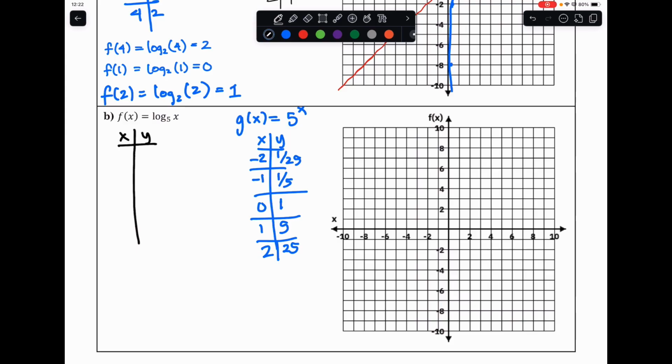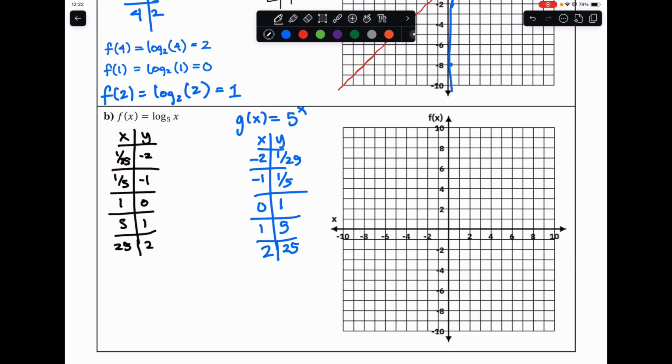So for log base 5 of x, the x value of 1 over 25 equals -2. The inverse of 1 over 5 gives you -1. At 1, the y value would be 0. At 5, the y value would be 1. And at 25, your y value would be 2.